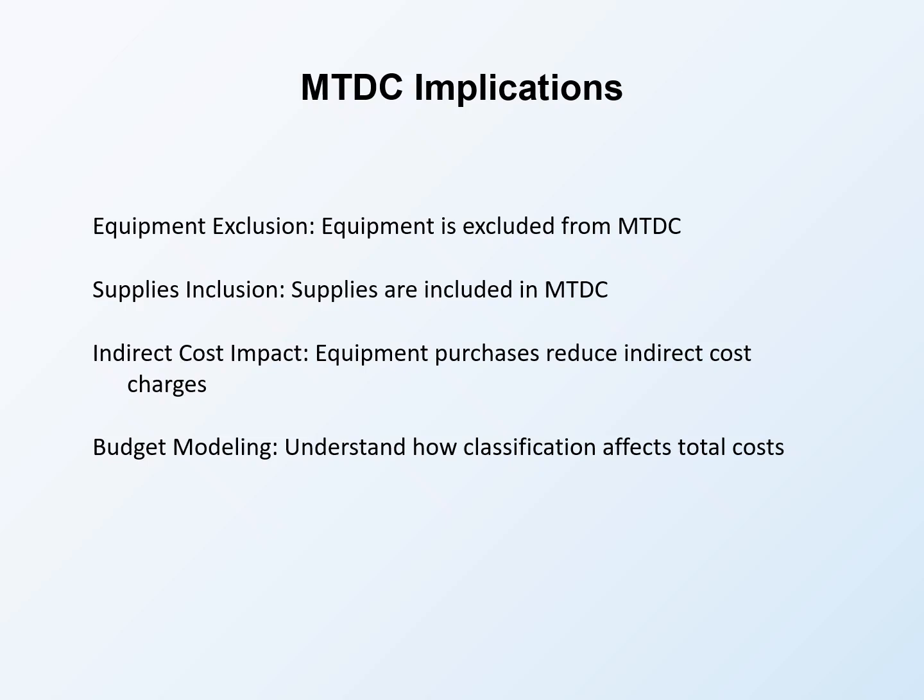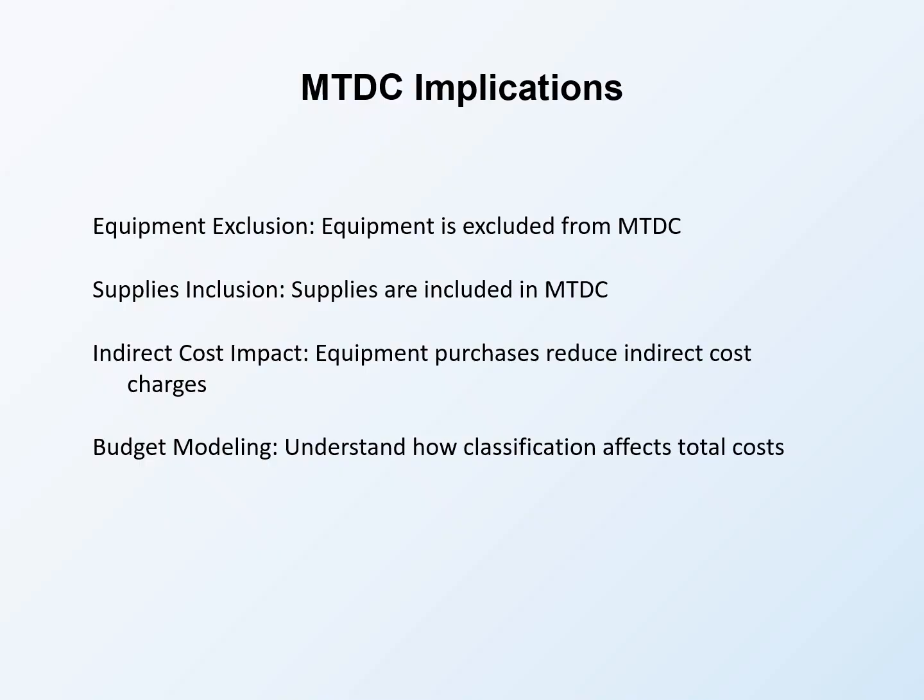Equipment is excluded from modified total direct costs for indirect cost calculation purposes. When you purchase $50,000 of equipment, that amount does not contribute to your MTDC and does not generate indirect costs. Supplies are included in MTDC. Supply purchases are part of the base for indirect cost calculation. $50,000 of supplies would be included in MTDC and would generate indirect costs at your applicable rate. This difference means equipment purchases reduce indirect cost charges compared to what equivalent supply purchases would generate.